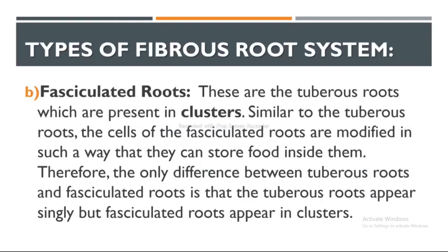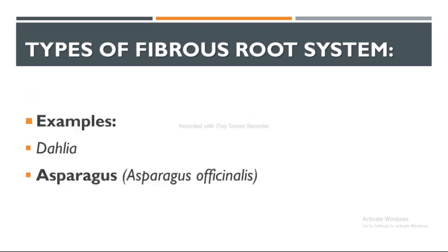The next type is fasciculated roots. These are the tuberous roots which are present in clusters. Similar to the tuberous roots, the cells of the fasciculated roots are modified in such a way that they can store food inside them. Therefore, the only difference between the tuberous roots and fasciculated roots is that the tuberous roots appear singly, but fasciculated roots appear in clusters. Examples of the fasciculated roots are dahlia, and the next example is asparagus, which is also known as Asparagus officinalis.